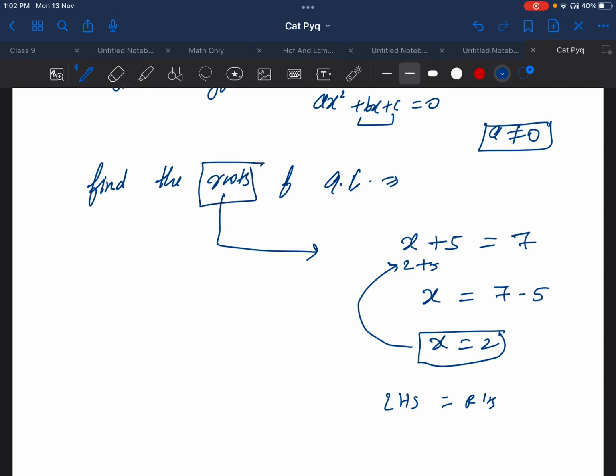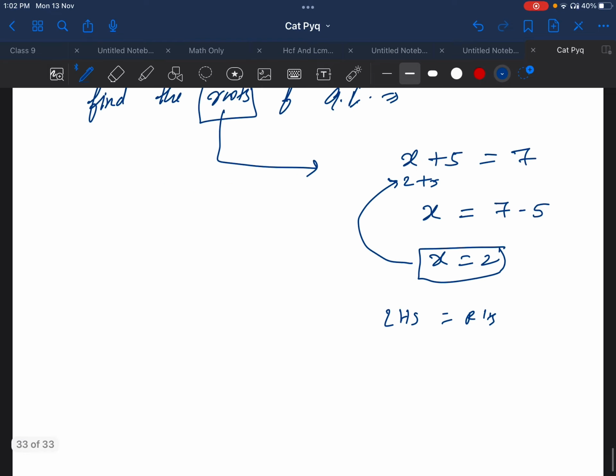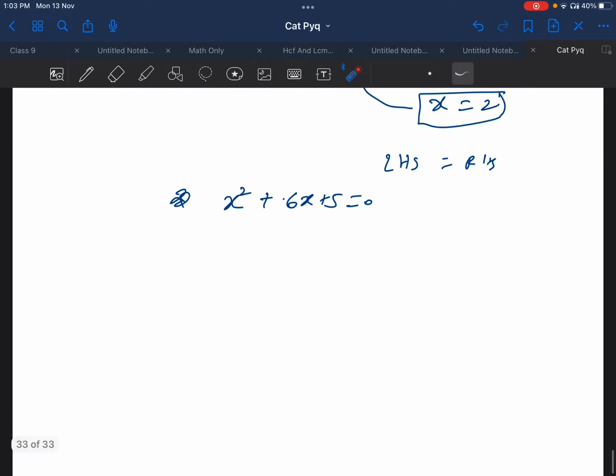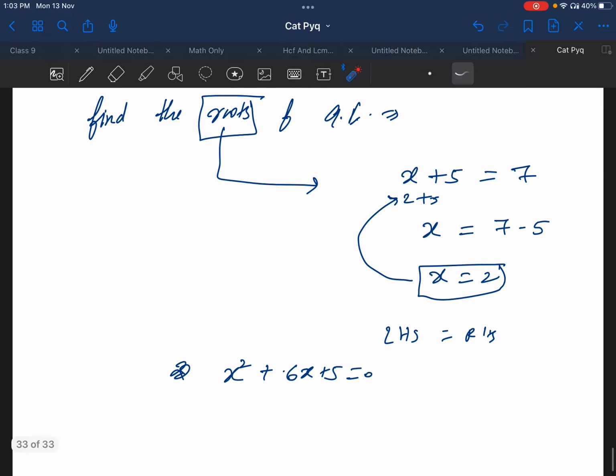So we have to find the roots of these quadratic equations. Let's take any quadratic equation, x square plus 6x plus 5 equal to 0. In a linear equation, we can easily find the roots, but in a quadratic equation, we cannot find the roots in a very simple manner. We have to know some basic knowledge to find the roots.